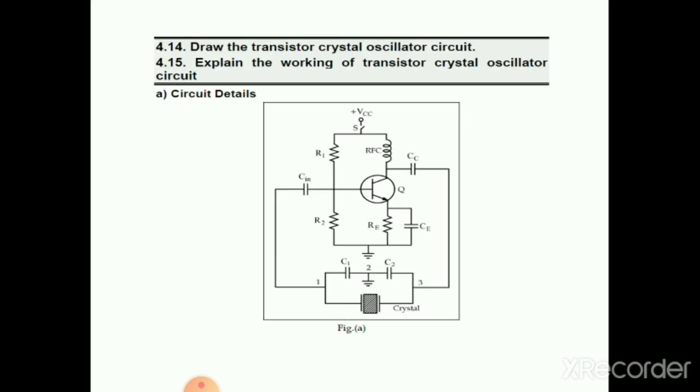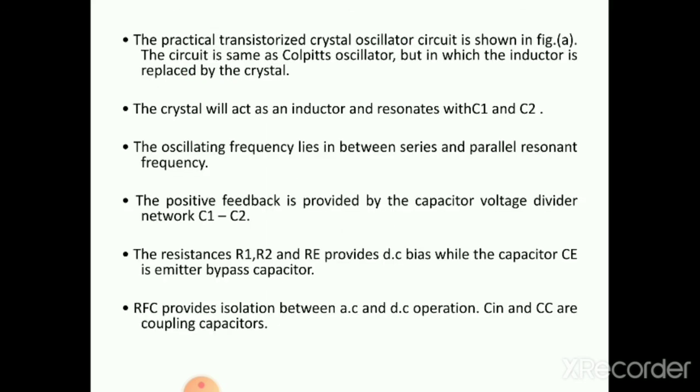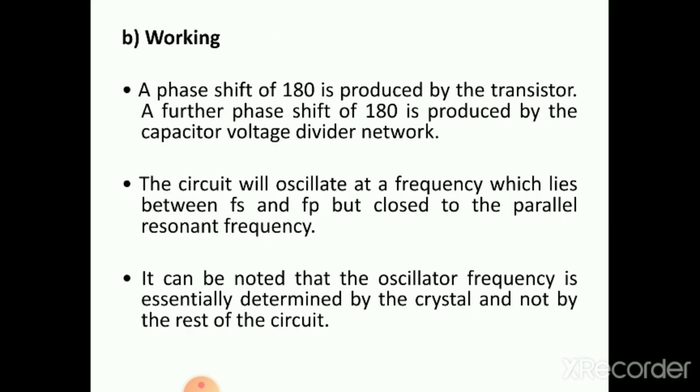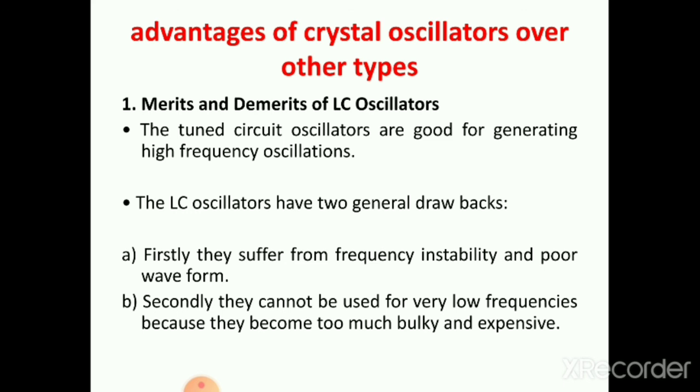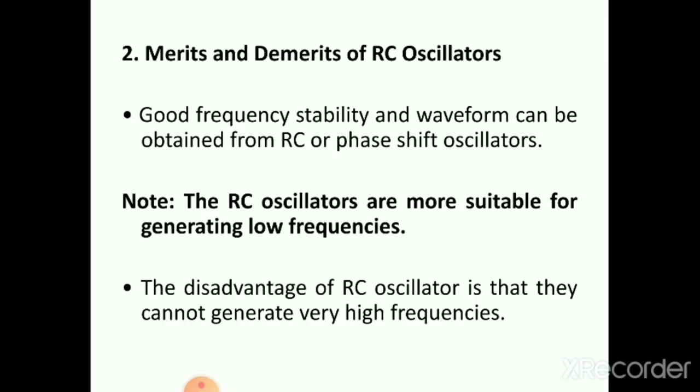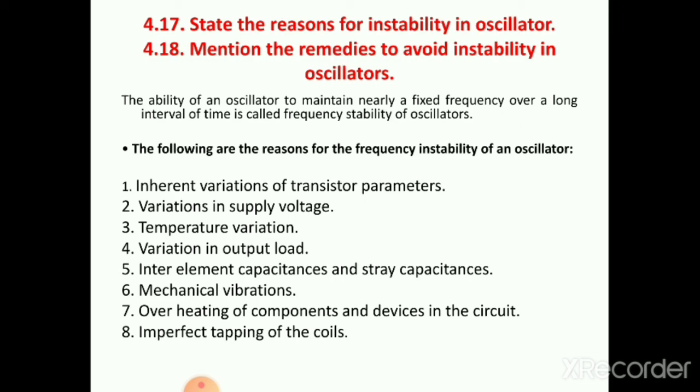Then we saw the crystal oscillator circuit, the same as the basic amplifier, with L replaced by the crystal, same as Colpitts. And we saw the working. Now see the advantages: because of its stability when producing high frequencies, the crystal oscillator is highly stable compared to other oscillators. And see the definitions of RC and LC.